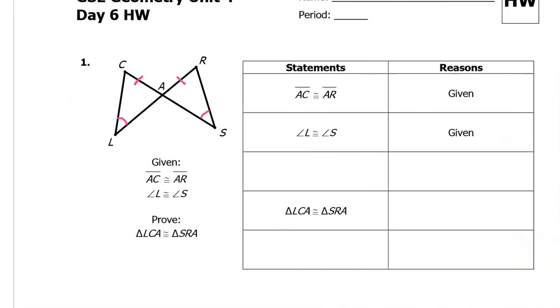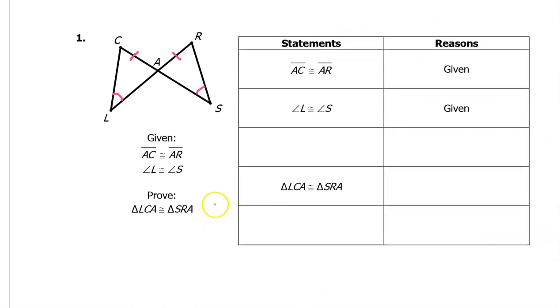Looking at this problem, what can we mark automatically? I'm hoping that you can see that we have vertical angles right here. So we can mark those automatically. We need to write that as a statement in the proof. We need to say that this angle is congruent to the other angle. A common mistake that I see, some students will write this: angle A is congruent to angle A. That is wrong, unacceptable. These are two different angles. They have to have two different names.